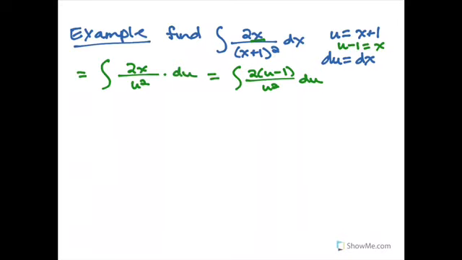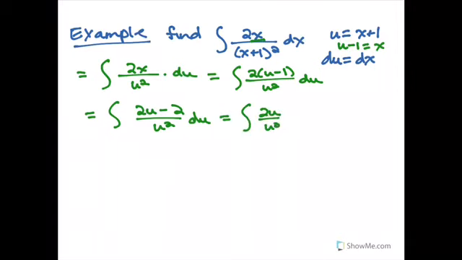So let's distribute the 2 or bring it out front. What do you want to do? Distribute the 2. So this turns into the integral of (2u minus 2) over u squared du. Still not sure what to do with that. Any suggestions? Separate the terms. I have a single term in the denominator. I want to split these fractions.